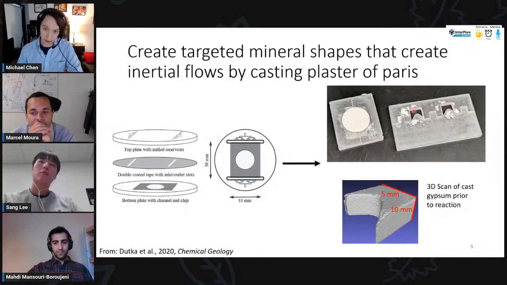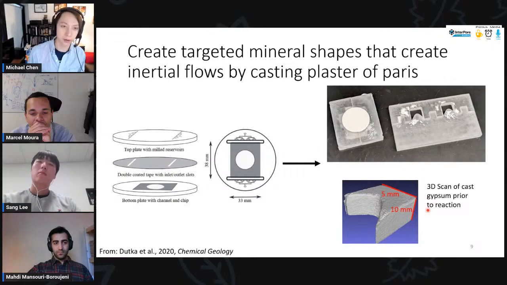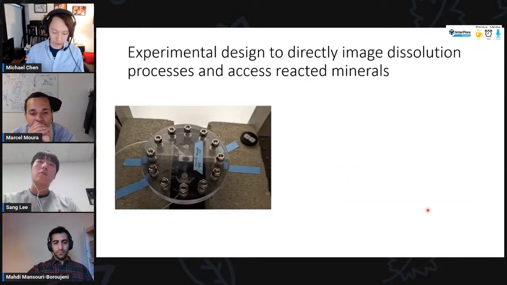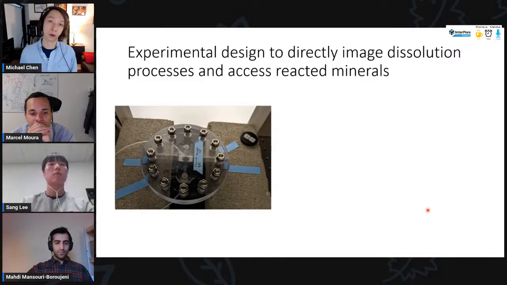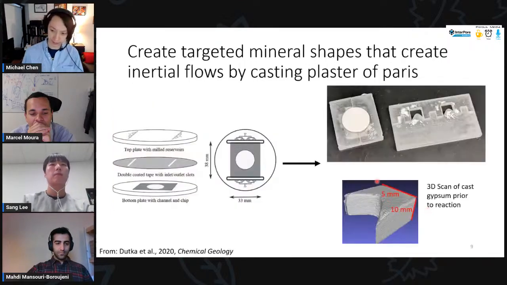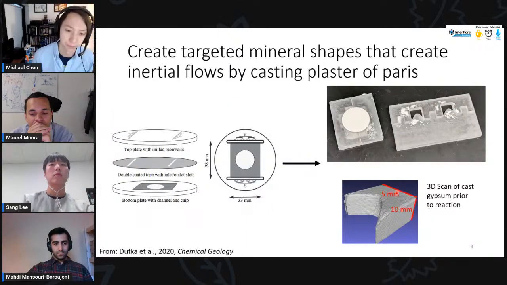And you can see that after this casting process, right, we use plaster of Paris and we let it set, we can get effectively the sinusoidal shape in whatever dimensions that we want. The other challenge then experimentally is that we want to be able to image this dissolution process, but then be able to access the mineral after the fact so that we can do things like this 3D scanning, which lets us see the shape of the mineral after reaction.